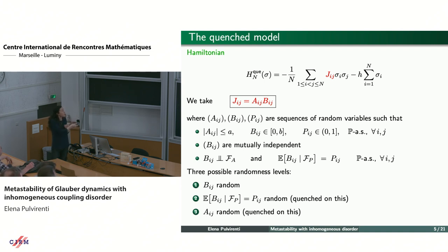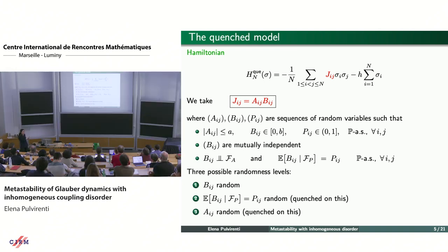And the other sequences of random variables, A_ij, will also play another random role, no? So we have all these three objects which are going to be random. Our results are going to be quenched in these two sequences of random variables. And I will explain why.